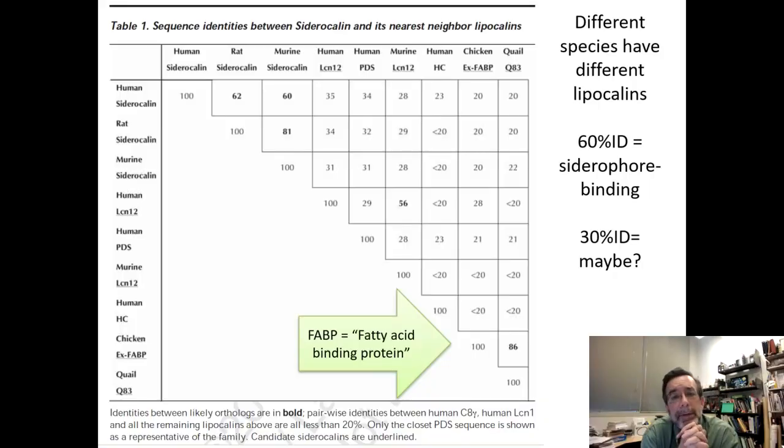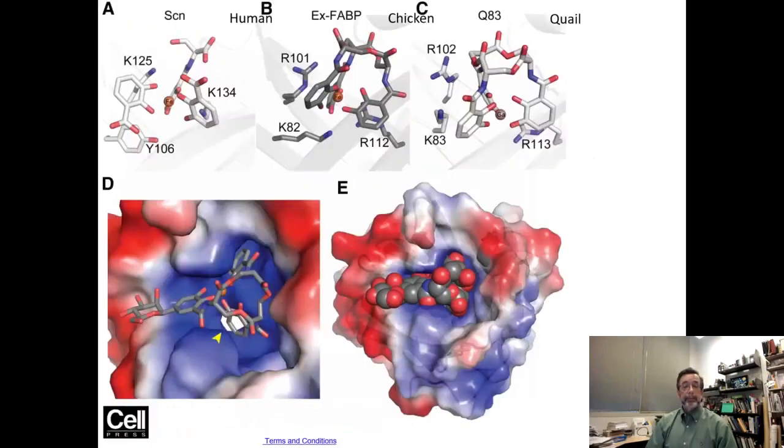If you look down here at this chicken XFABP, it's a weird name, but FABP stands for fatty acid binding protein. And it turns out that this doesn't just bind fatty acids, it also binds siderophores. And in fact, it binds enterobactin. Here's the structure of enterobactin bound to the chicken. So up here is the siderocalin bound to human.